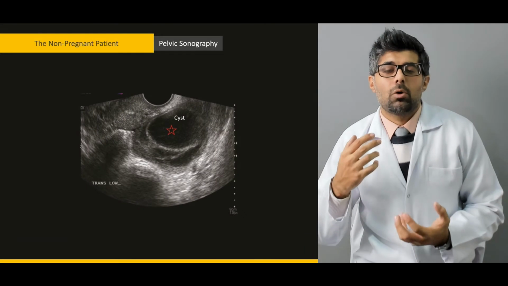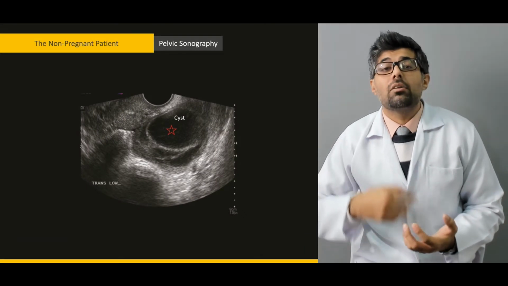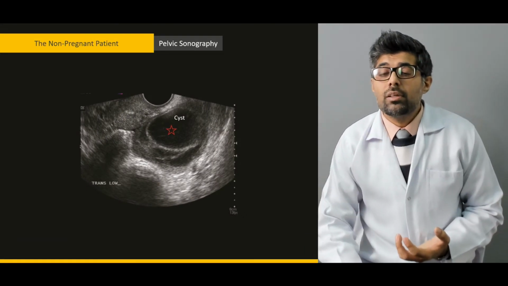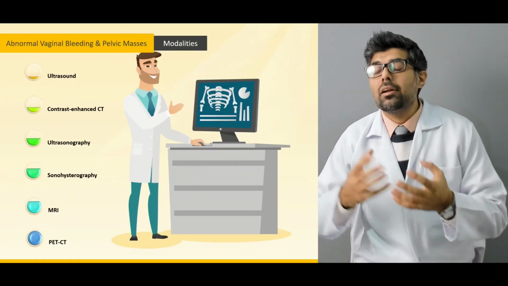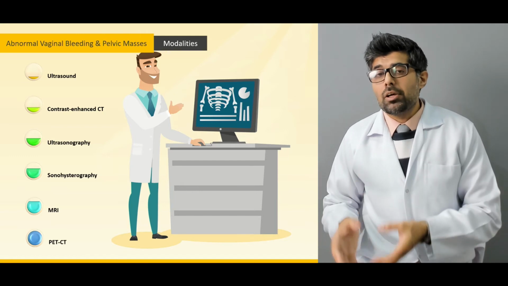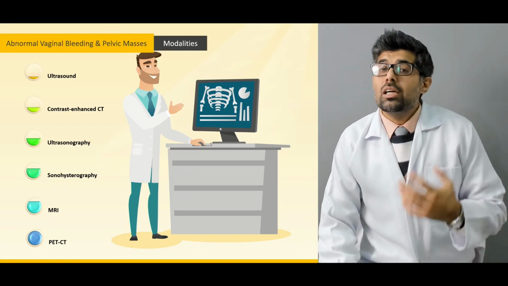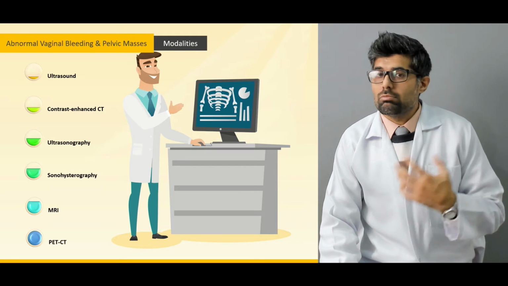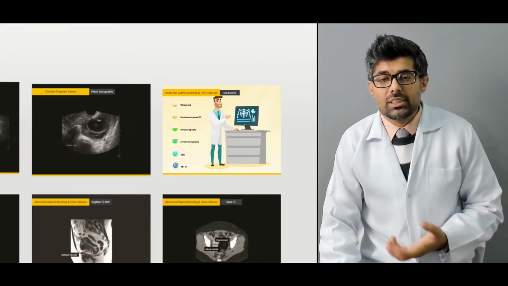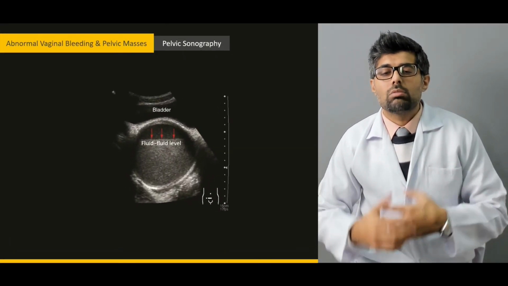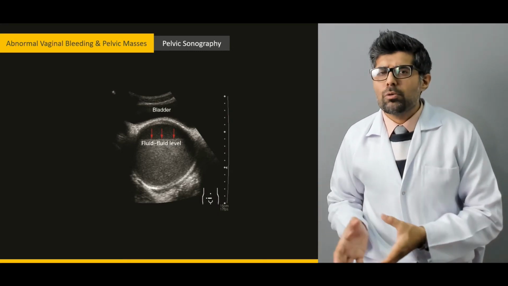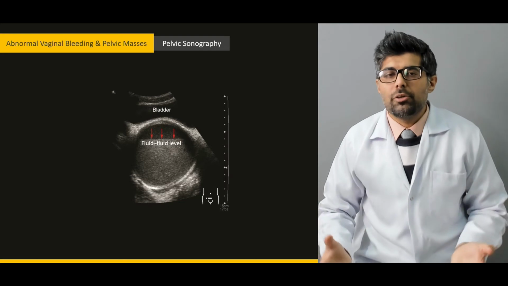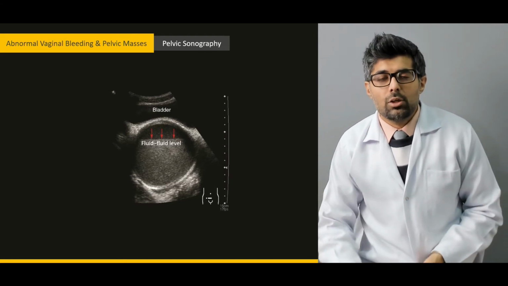Then we'll learn about the pelvic sonography, the typical examples of it. Then we'll learn about the abnormal vaginal bleeding and its relation to the pelvic masses. We'll learn about the different modalities, which one is used in which case. Then we'll learn about some very typical examples for acute vaginal bleeding, such as endometriosis, how it is diagnosed.